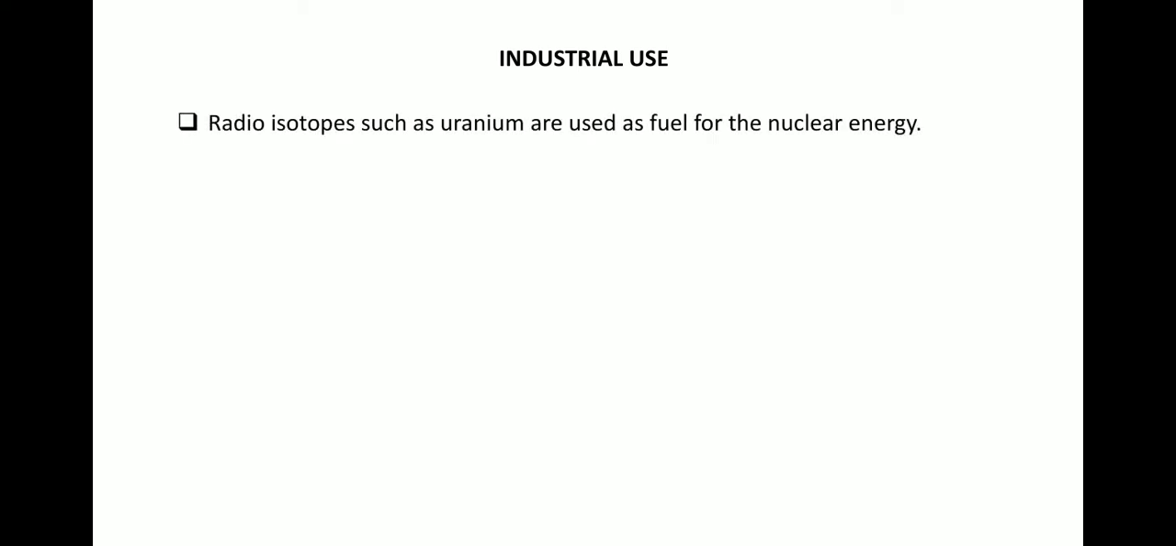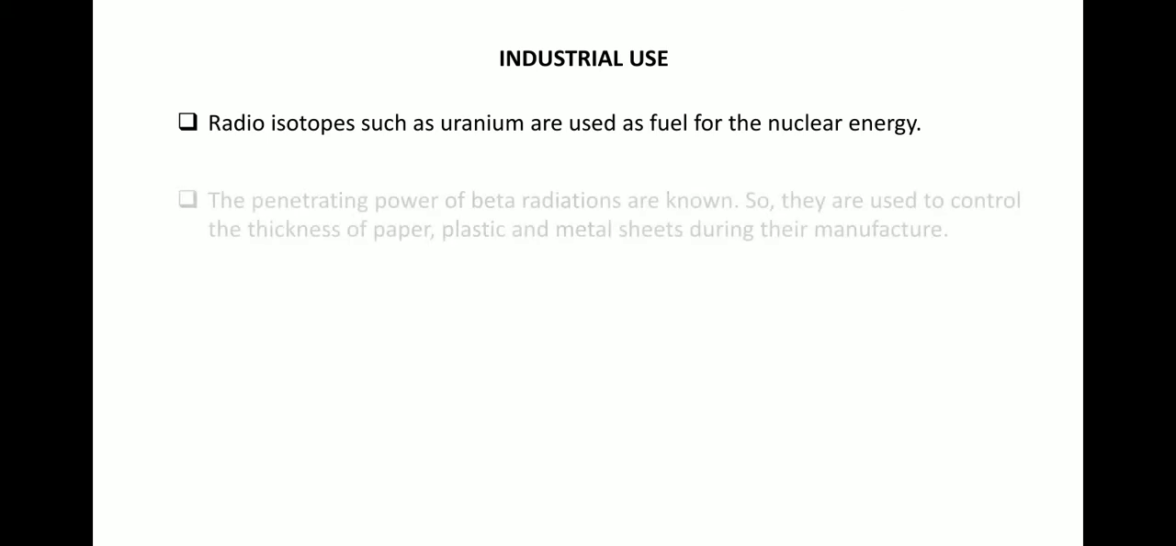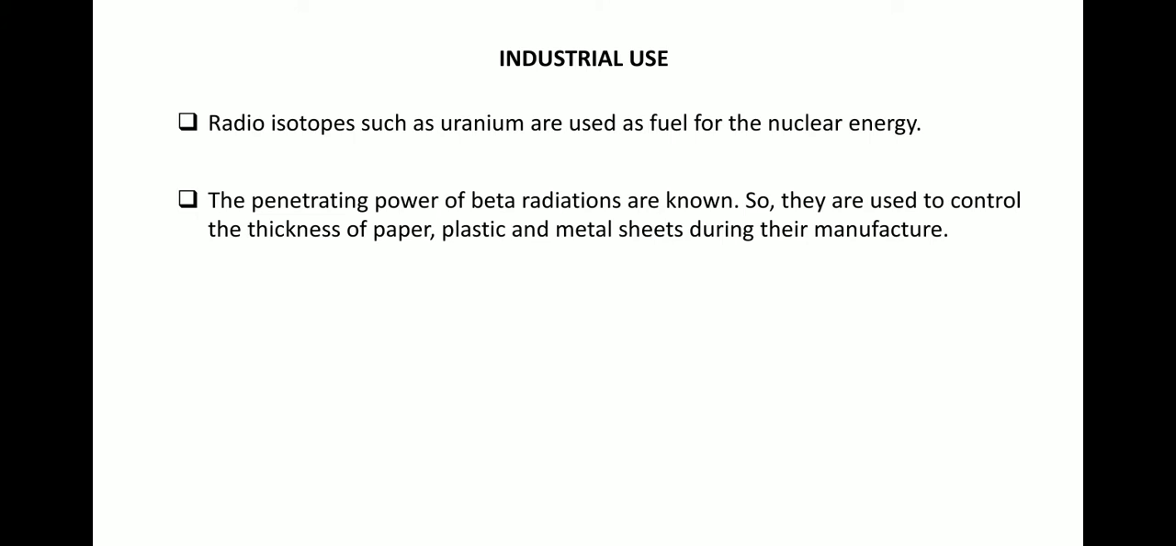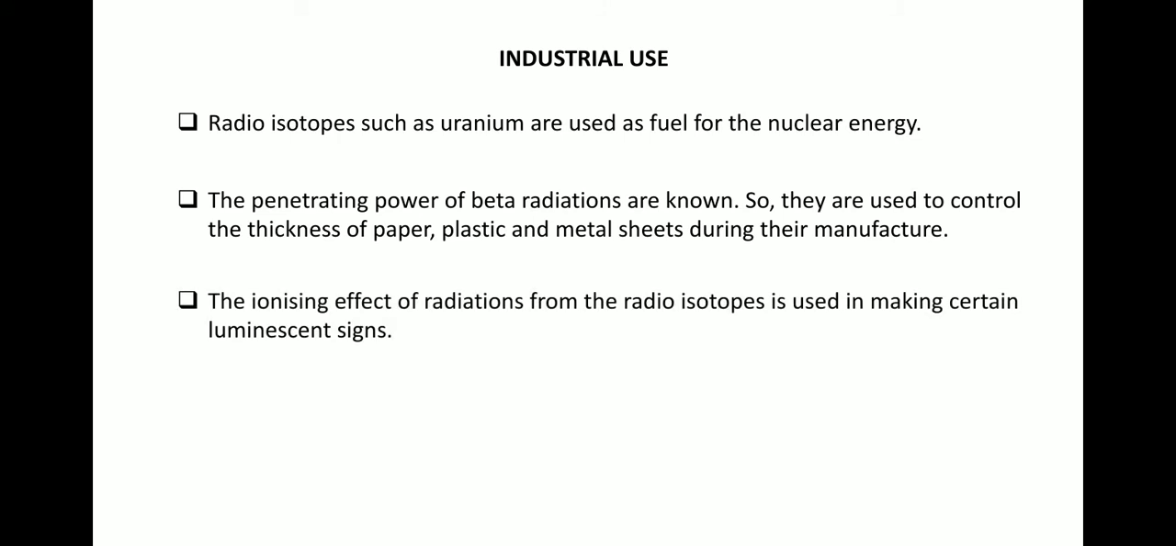Next is the industrial use. Radioisotopes such as uranium are used as fuel for nuclear energy. The penetrating power of beta radiations is known, so they are used to control the thickness of paper, plastic and metal sheets during their manufacture. The ionizing effect of radiations from the radioisotopes is used in making certain luminescent signs.